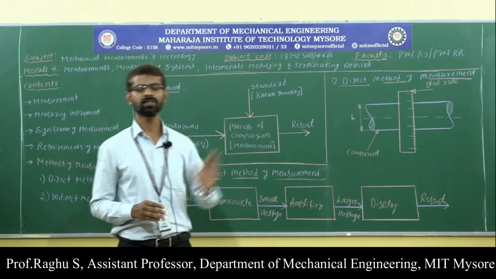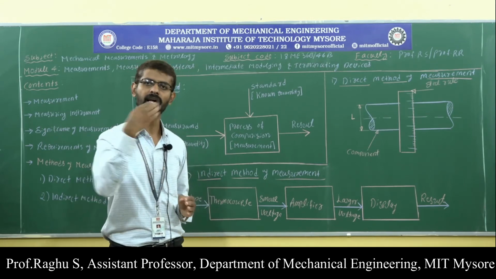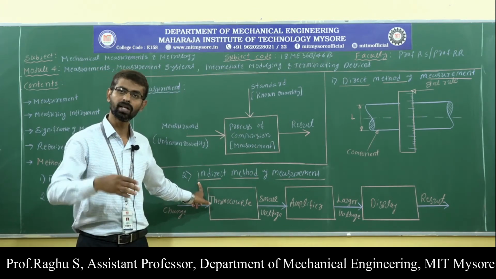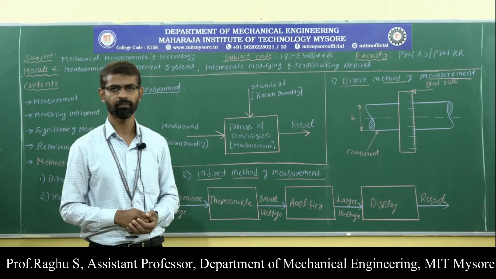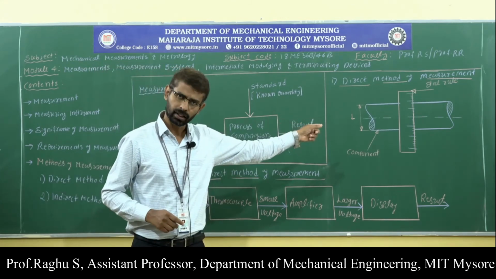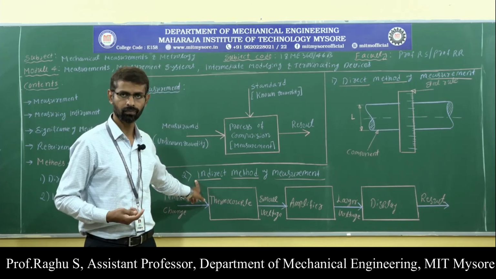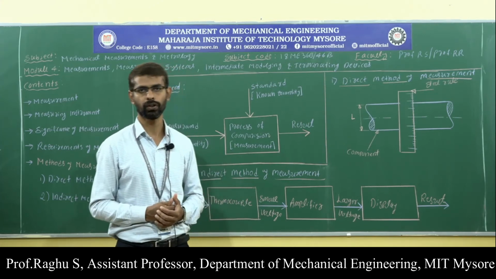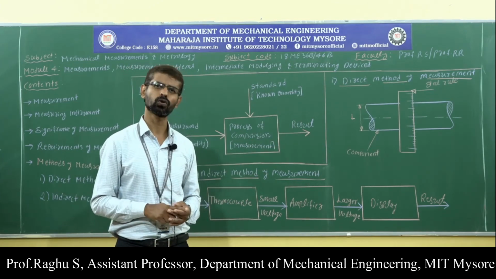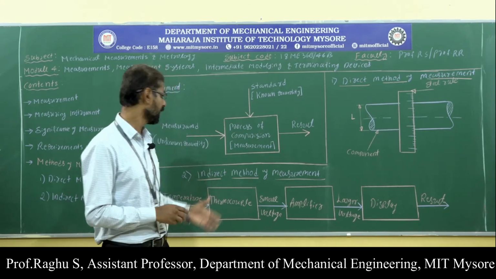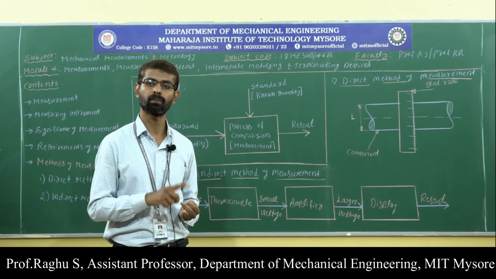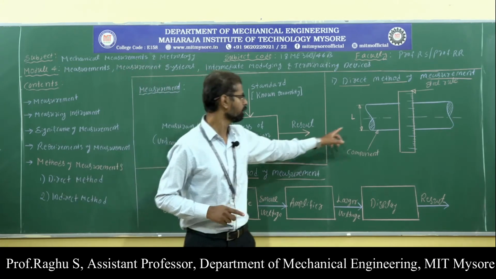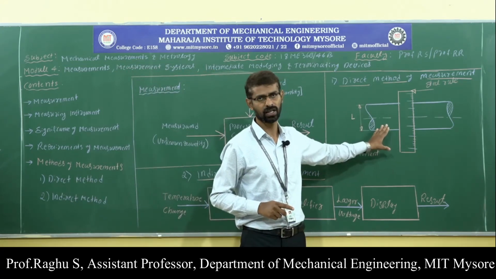The first difference: in the direct method, the unknown physical quantity is directly compared with the known physical quantity. In the indirect method, the unknown physical quantity is indirectly compared with the standard. The direct method is less accurate; the indirect method is more accurate. The direct method is less sensitive and the indirect method is more sensitive. The direct method is commonly used to measure mass and length, whereas the indirect method is used to measure force, torque, pressure, temperature, strain, etc.